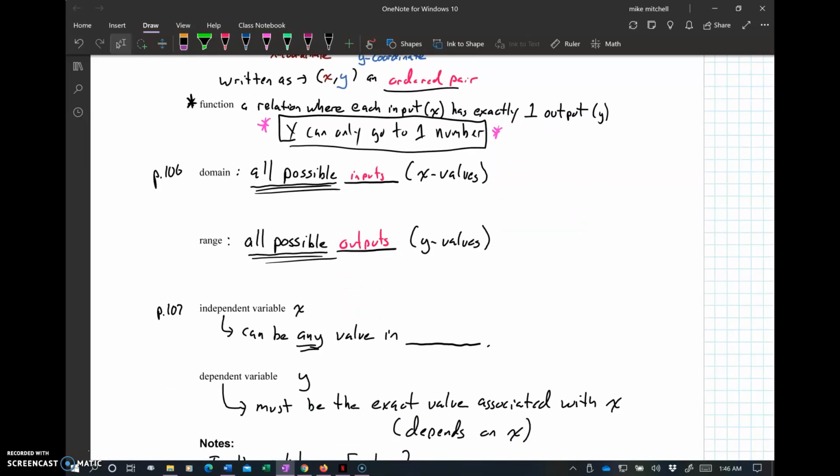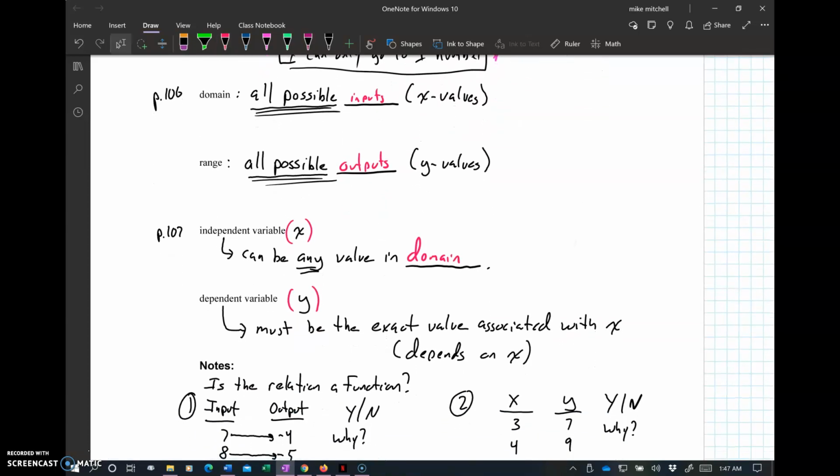Independent variable, x. That can be x right there. Can be any value in our domain. So the independent variable is always the x variable. The dependent variable is always the y variable. It must be the exact value associated with x, or it depends on x. We know if we find x, we can find y. We can work it backwards, but x is the one we have control over.